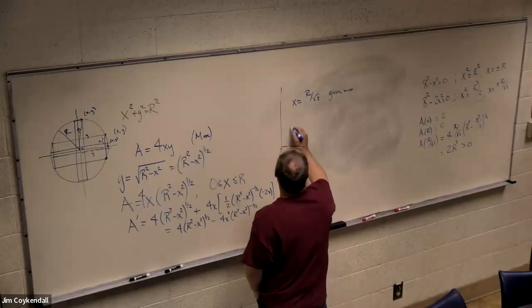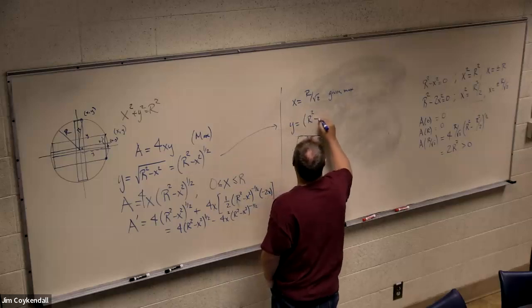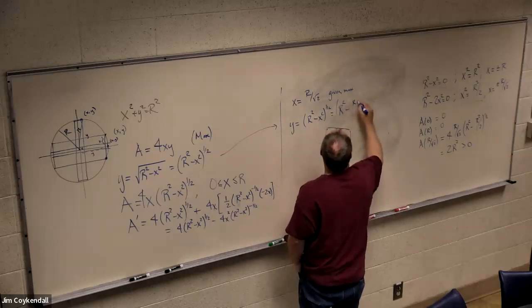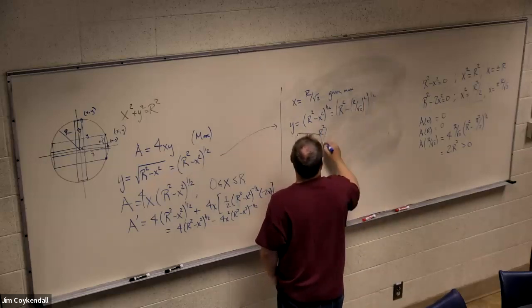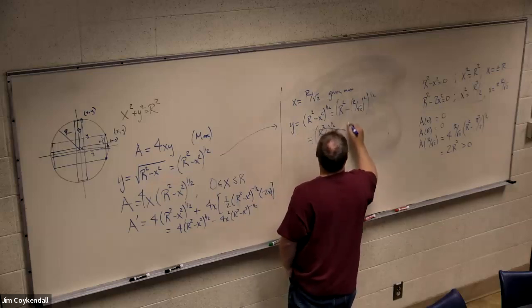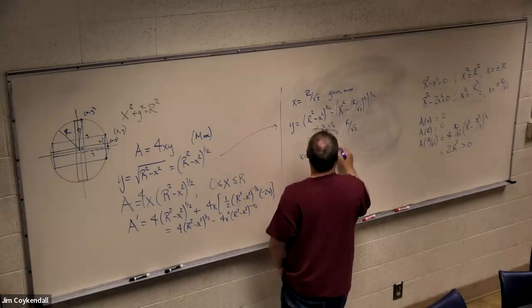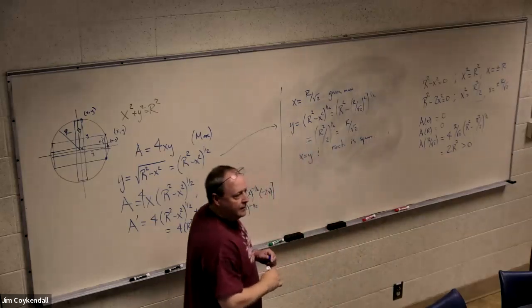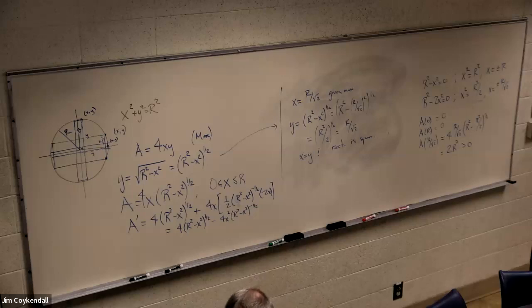Right. What is y? Y, this equation right here, is r squared minus x squared to the 1/2, which is r squared minus r squared over 2, to the 1/2, which is r squared over 2 to the 1/2, which is r over square root of 2. So I have x equals y, and the x coordinate and y coordinate have to be the same, which means that shape is actually a square. Any questions?